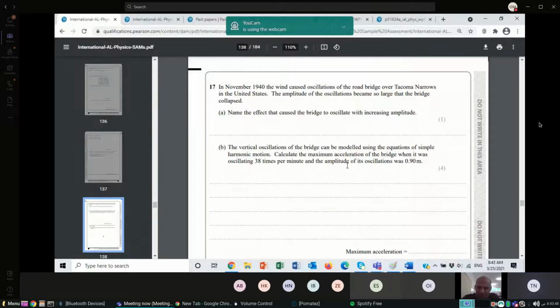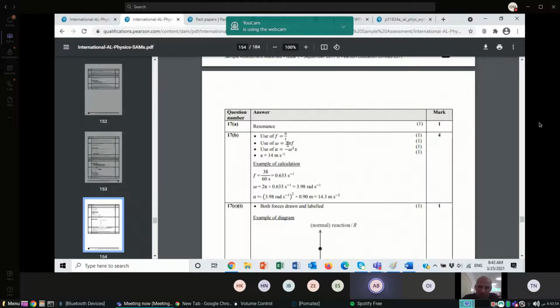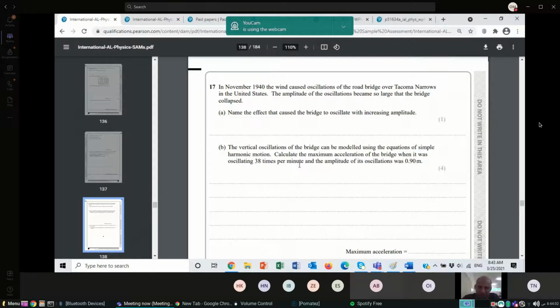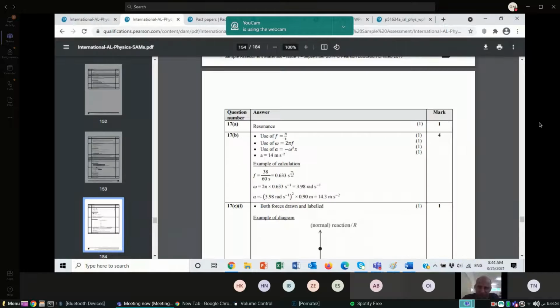Sir, could you show the mark system again? I just joined late, sir. Yeah, so if you calculate the maximum acceleration, frequency is given. Frequency is 38 times per minute, so 38 divided by 60 would give us the frequency per second, because we have converted this into seconds. And then omega equals 2 pi f to calculate omega. Once omega is known, then acceleration equals minus omega squared x.